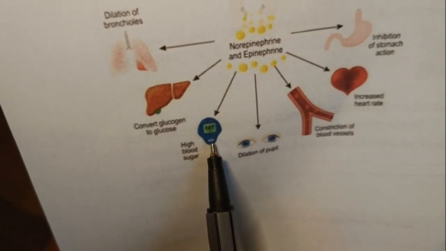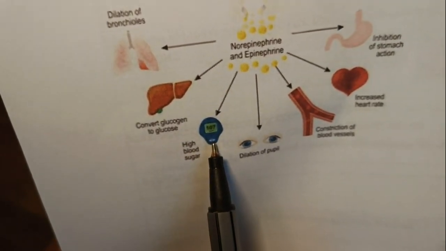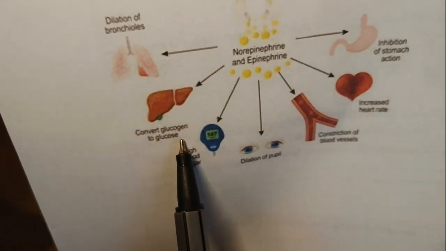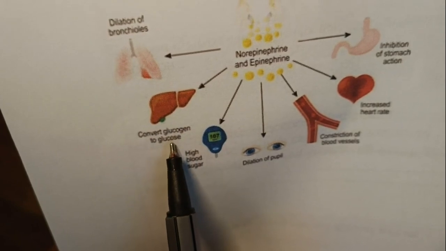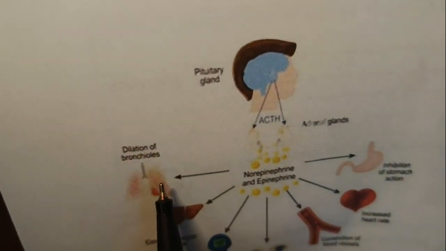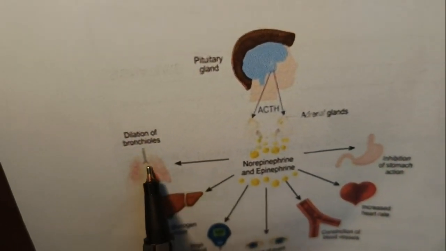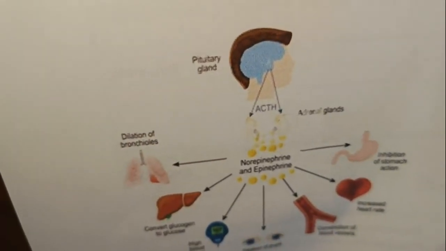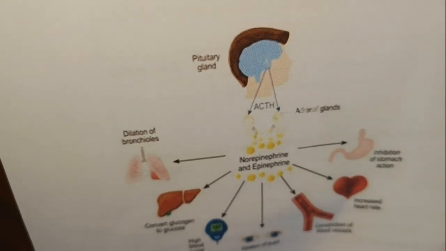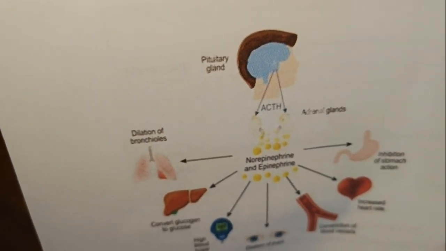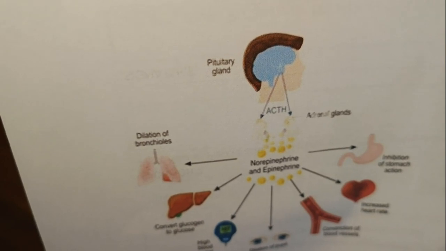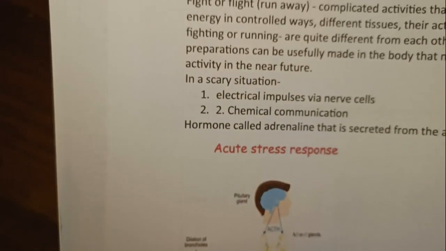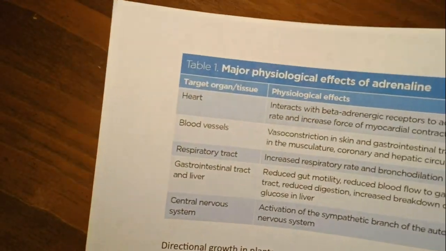metabolic control, such as they increase blood sugar level, they act on liver to convert glycogen into the glucose, so more glucose is available for the animal, and they act on bronchioles, our airways, and they cause dilatation of the airways. So body is prepared to take more oxygen, more efficient breathing in fight or flight type of situations. So they have various effects. Okay, I'll show you these effects again in this slide.